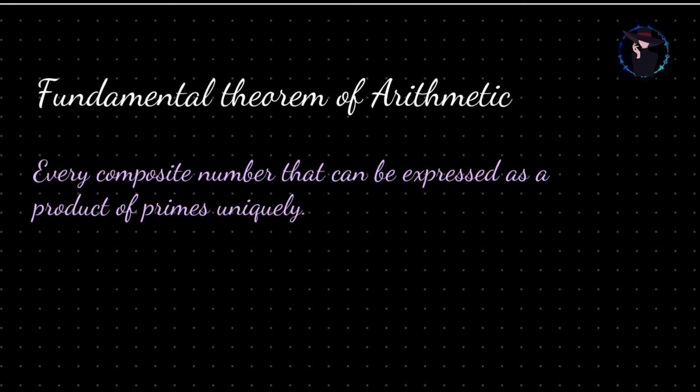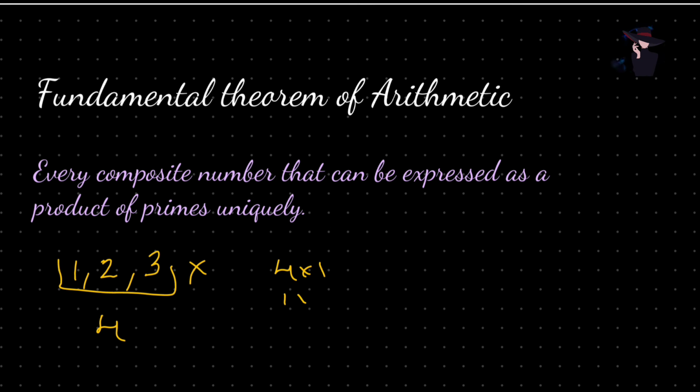Like we have 1, it only has one factor, 1. 2, we only have one prime factor. 3, we only have one prime factor. So these are not composite numbers. Let's take 4. The factors of 4 are 4 into 1, 1 into 4, 2 into 2. Yes, this is a composite number: 1, itself, and more than that.